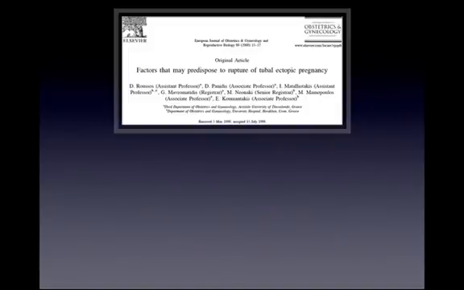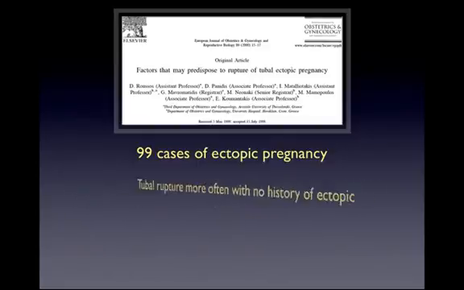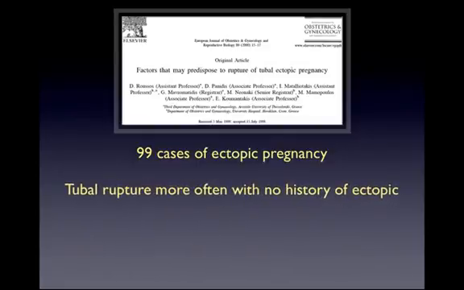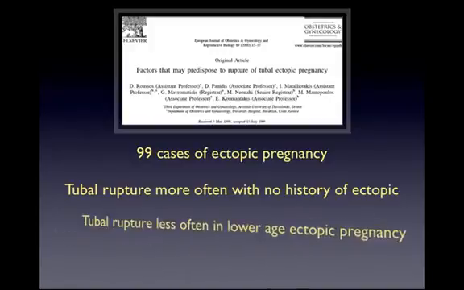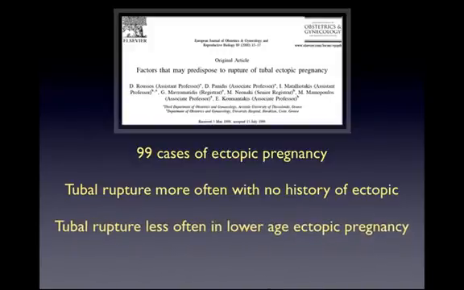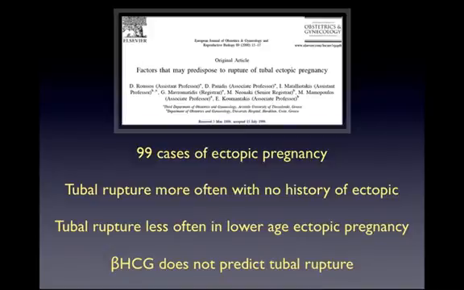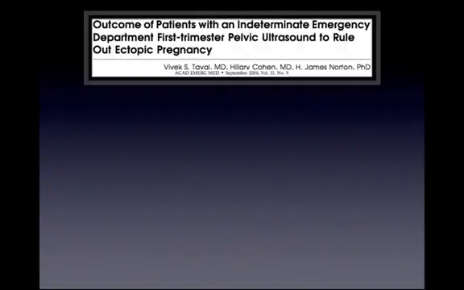In an earlier study done by Rousseau et al., in which they sought to determine what factors may predispose patients to the rupture of a tubal ectopic pregnancy, they evaluated 99 cases of ectopic pregnancy and found that tubal rupture was encountered more often in women with no history of ectopic pregnancy, less often in lower age ectopic pregnancies, and that the beta-HCG level does not predict tubal rupture. The take-home point from this study is that tubal rupture is more often observed in women with no history of ectopic pregnancy and in women with full-term pregnancy. Such observations suggest that ectopic pregnancy is less suspect in these cases.